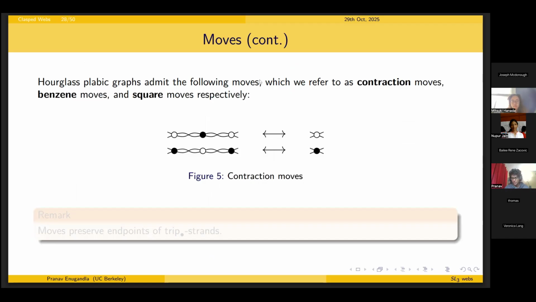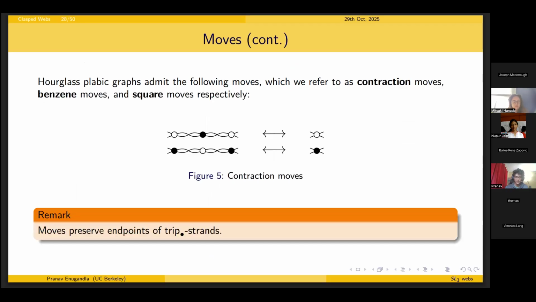These look like random moves, but some combinatorial motivation for why these are the correct things is that these moves actually preserve the endpoints of the trip strands that I defined. The trip strands also seem unmotivated if you don't think about the Lie theory behind it, but I think it's a cool game to just look at the trips anyway. But these moves are the correct thing because they preserve the trips.